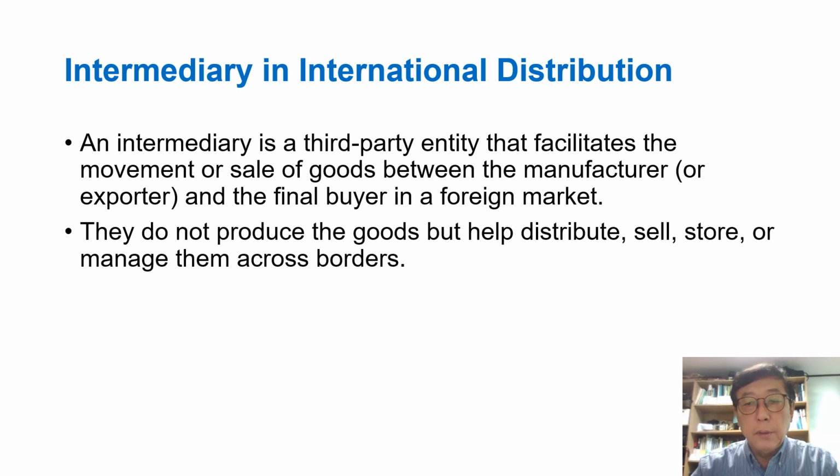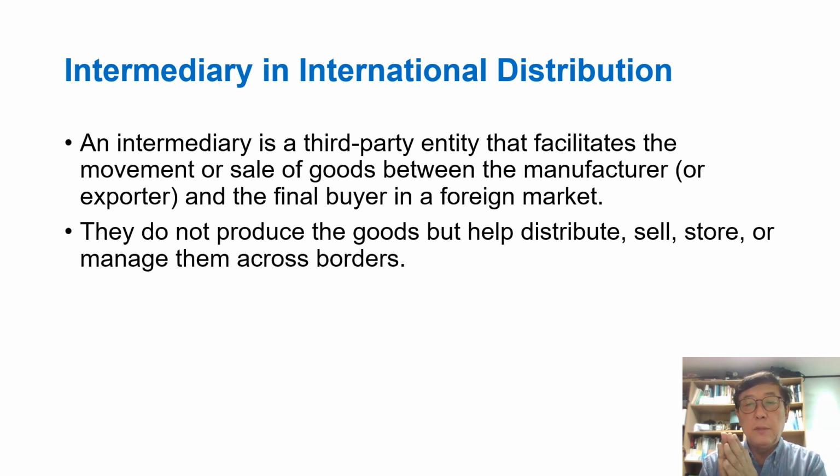This is chapter 8, International Distribution, Part 2. I'll talk about intermediaries in international distribution. An intermediary is a third-party entity that facilitates the movement or sale of goods between the manufacturer or exporter and the final buyer in a foreign market.